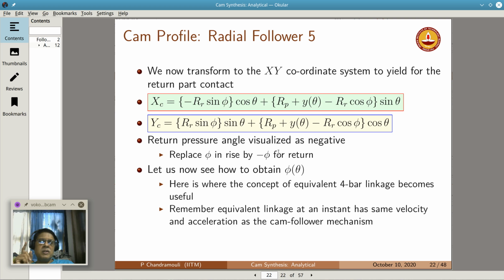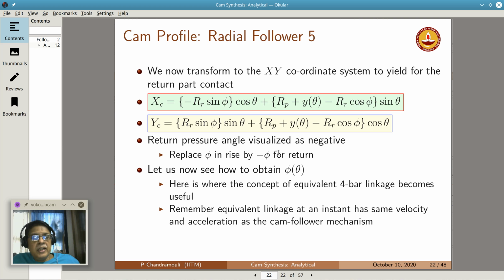Remember we talked about in the very first few lectures about an equivalent 4 bar linkage, and I remarked at that point, what is the use of this, because at each and every position of the cam I have to come up with a new 4 bar mechanism with different link lengths. Although that varying link lengths made it flexible, to do a kinematic analysis is painful because for each configuration I have a different set of lengths that I have to deal with. But that concept becomes useful in order to do our derivation for this angle phi, right?